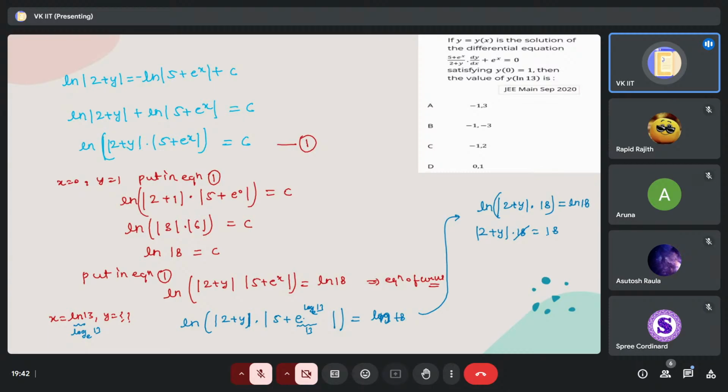Next, which of the following is true for y of x that satisfies the differential equation dy by dx is equal to xy minus 1 plus x minus y, and it is given that at x is equal to 0, y is also 0. JEE Main 2021.